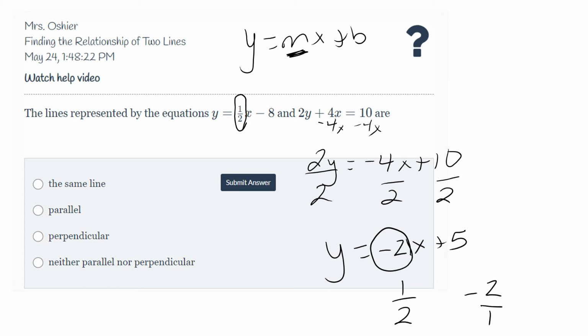Sometimes it makes it easier to look at the whole number over 1 as a reminder. These are opposite signs and they're reciprocals of one another. So these are perpendicular because they're negative reciprocals. Again, if this was the same slope, they would be parallel. If they were identical equations, it would be the same line. And if it isn't any of those, it's neither parallel nor perpendicular.